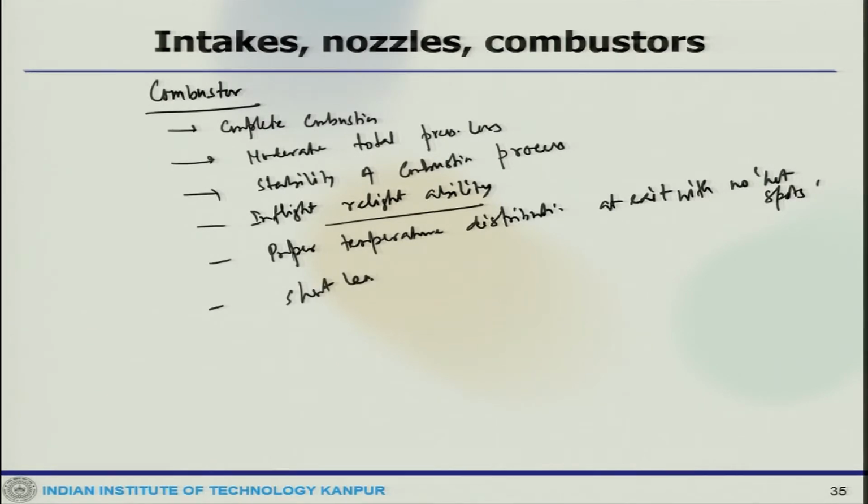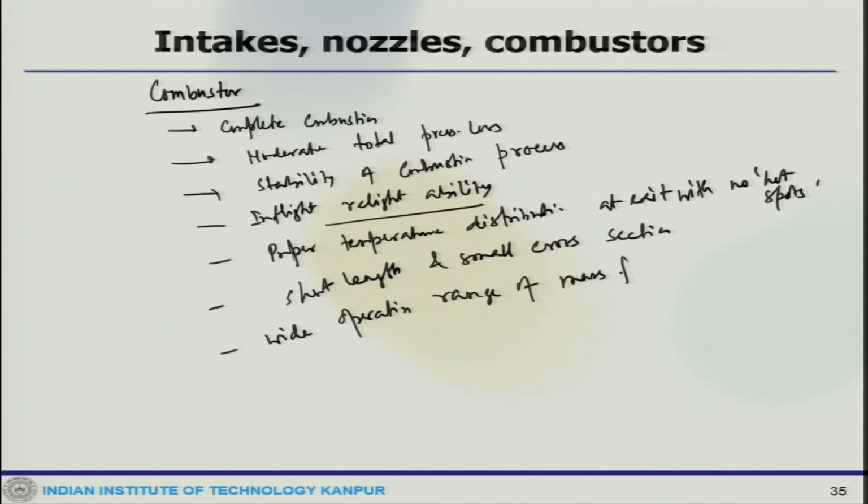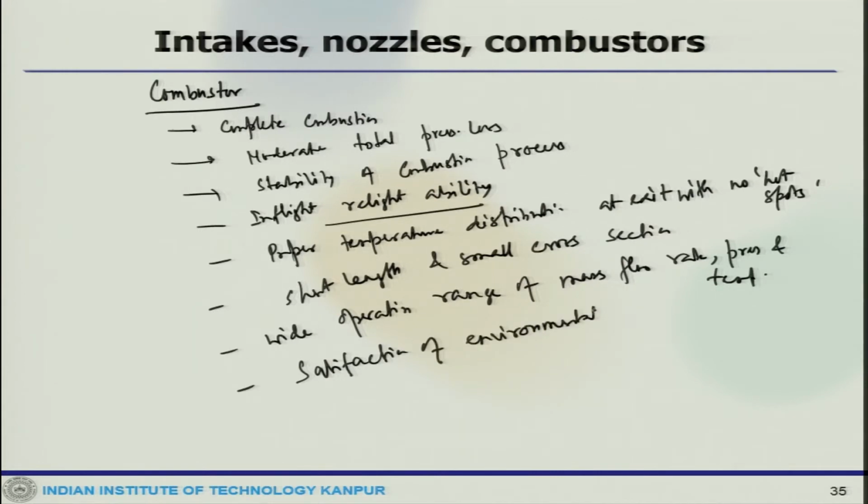Then short length and small cross section. We should have a wide operating range of mass flow rate, pressure and temperature, and obviously satisfaction of environmental limits in terms of emission.